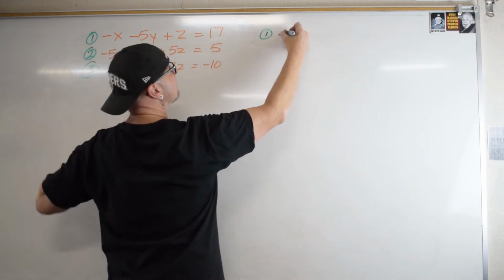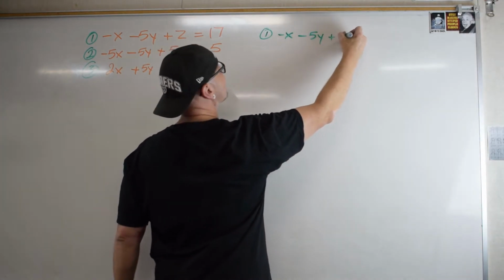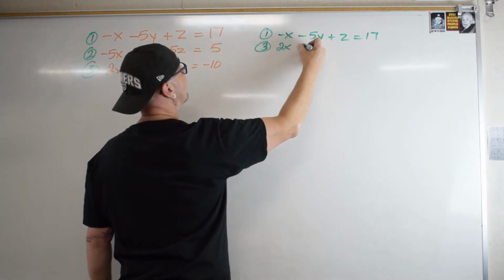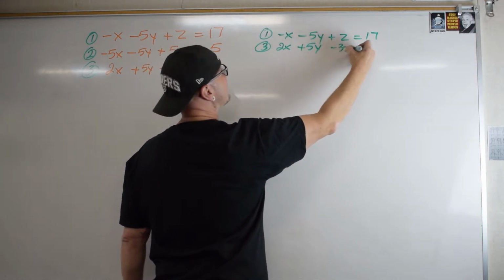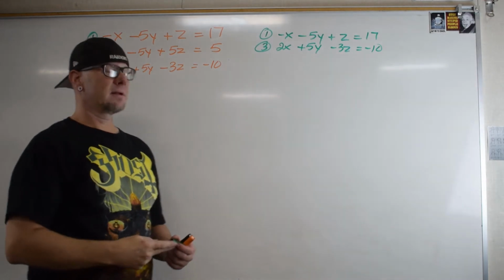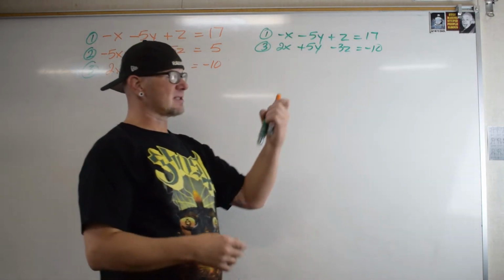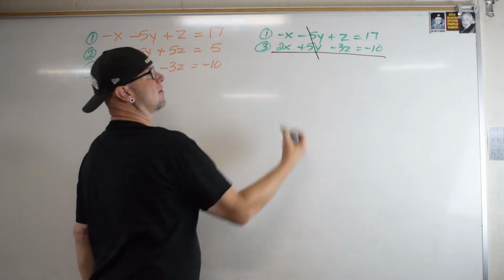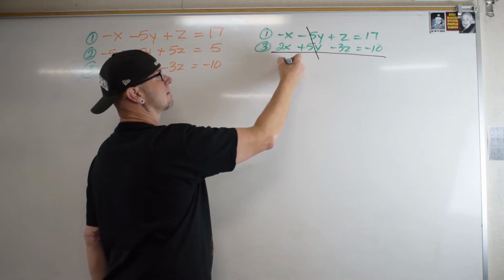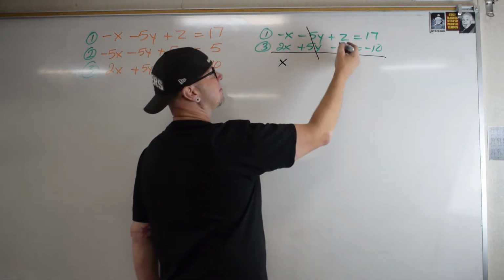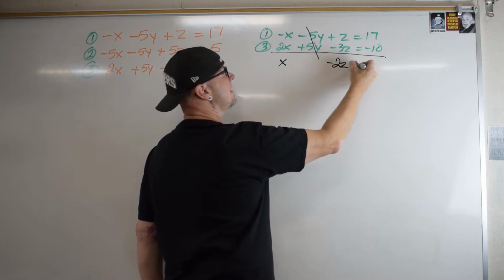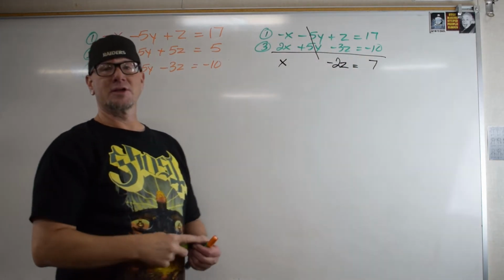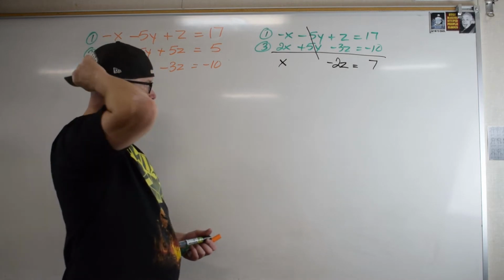So equation 1, we have negative x minus 5y plus z equals 17. Equation 3, we have 2x plus 5y minus 3z equals negative 10. Notice because of the negative 5y and positive 5y, I don't have to do anything to it to cancel. That's really nice. I can just add them together. So those cancel. Negative x plus 2x would just be x. z plus negative 3z is negative 2z. 17 plus negative 10 is 7. Okay. So there's one equation that just has x and z in it.